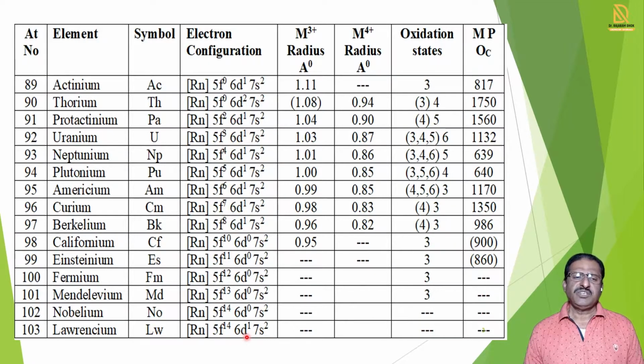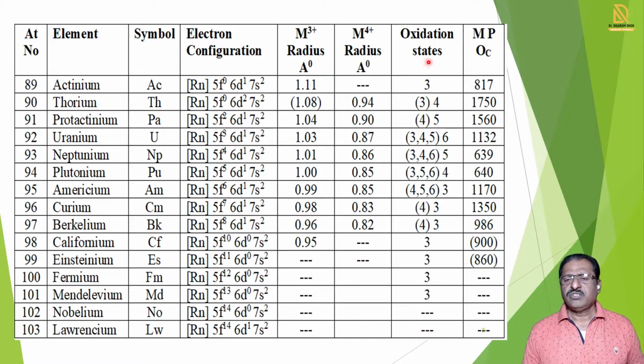Now we see the oxidation number. In case of the oxidation number, these actinide elements show +3 and +4 oxidation states in different compounds. So generally, the +3 oxidation state is the stable oxidation state. You see in actinium, here radius is given, and for M+3, a radius of 1.11 is given.